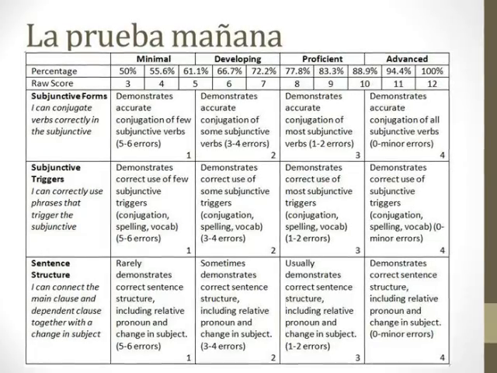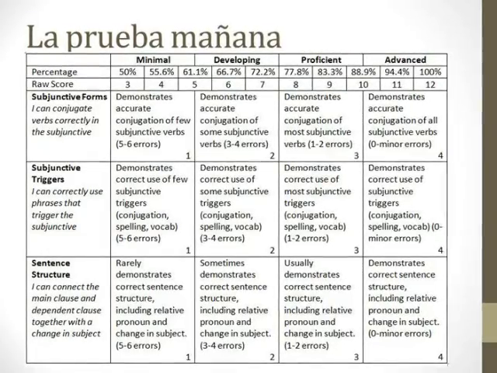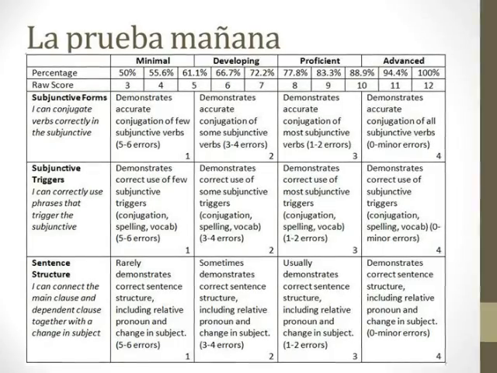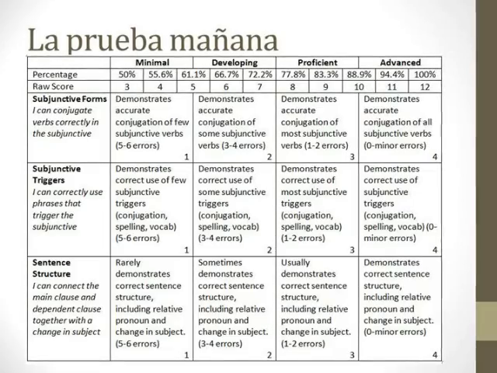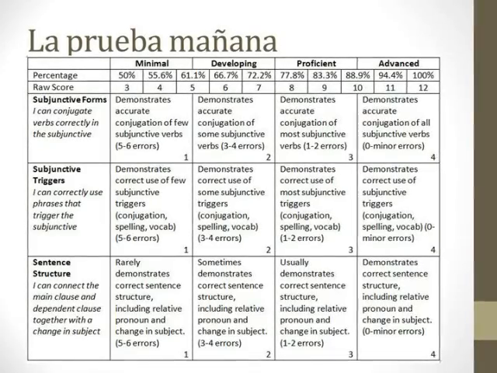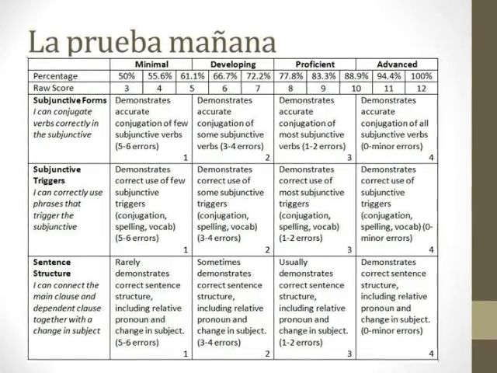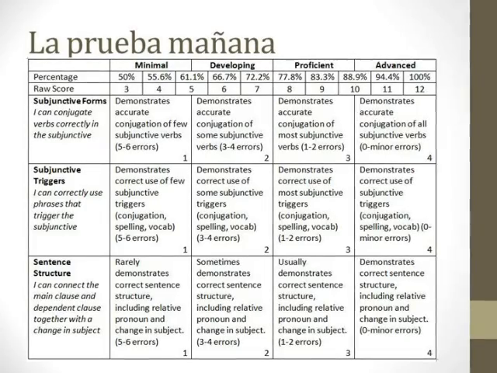I'll give you the English to help you remember them, but you have to be able to come up with at least 6 subjunctive triggers on your own. Spell them correctly, use them correctly, and finally the sentence structure. Part of this is that your sentence makes sense, but it's also about having that que to connect together your 2 ideas, and that you're going to have a change in subject.